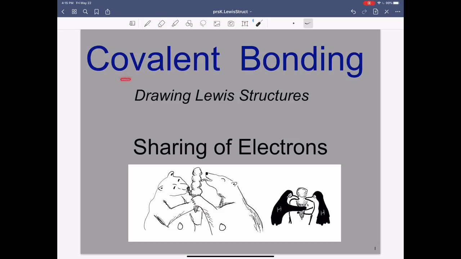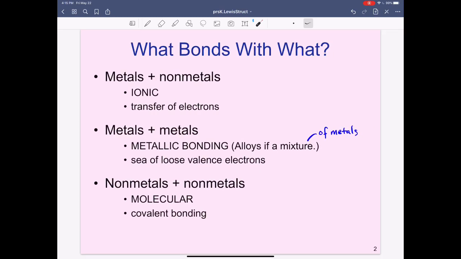For covalent bonding, just as it says covalent, we will look at nonmetals sharing of electrons to build bonds. Previously, we had worked with metals and nonmetals, generating ionic compounds in which an electron is transferred from a metal to a nonmetal, a positive ion and a negative ion held together with the plus-minus.